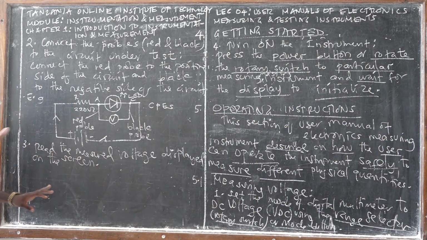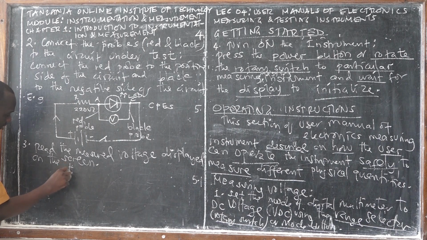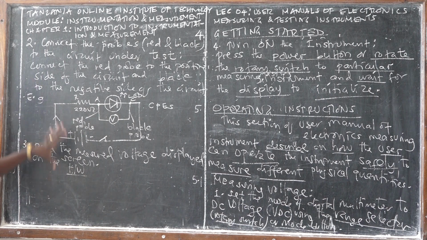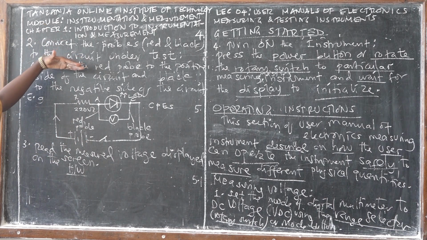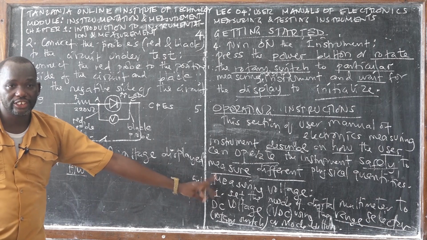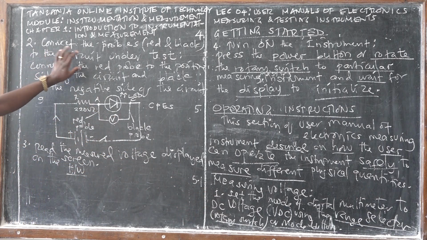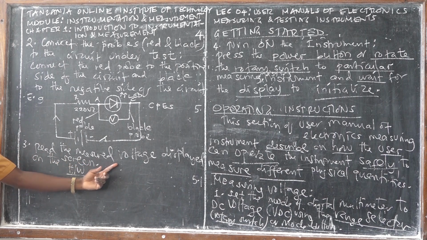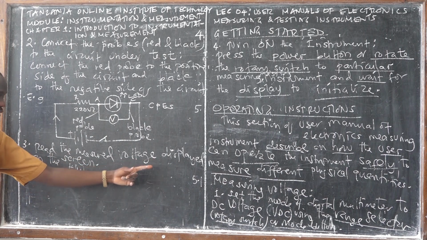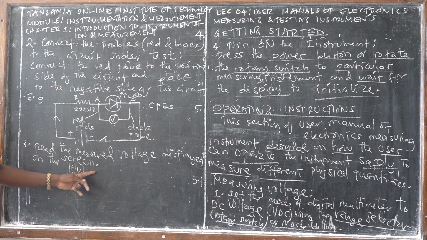Okay, so now it's time for the homework. Say homework. The homework is simple. Listen, I won't write a lot of words. In the case of the digital multimeter, in the operating instructions we have just 3 instructions. The first one is how you set the digital multimeter. The second one is how you connect the test leads into the circuit. And the third one is to read the measured electrical physical quantity displayed on the screen or the display.